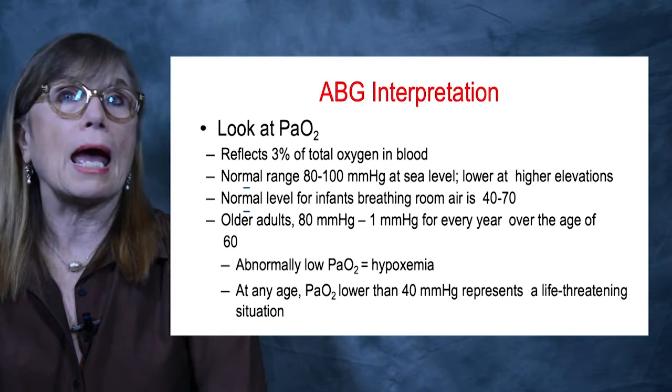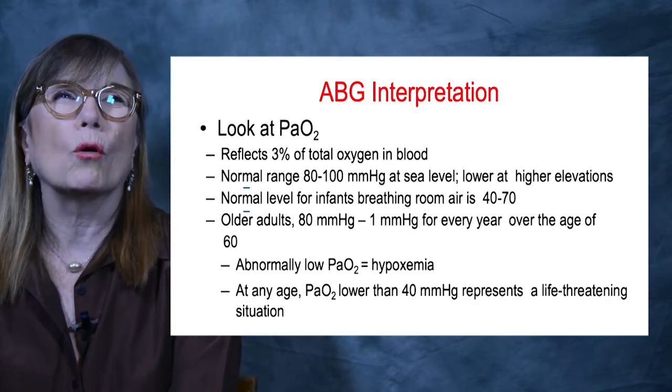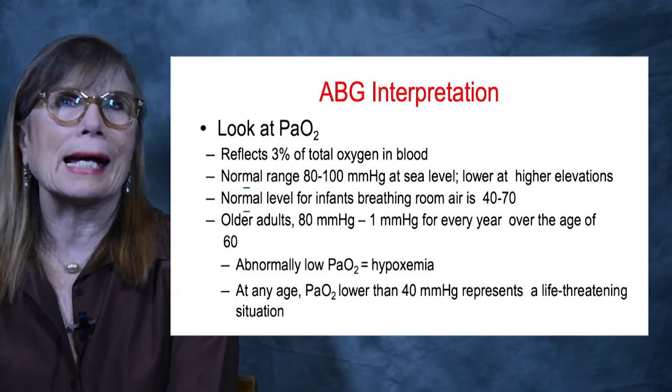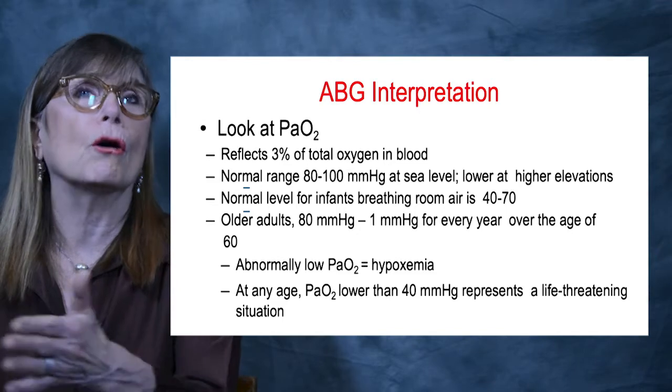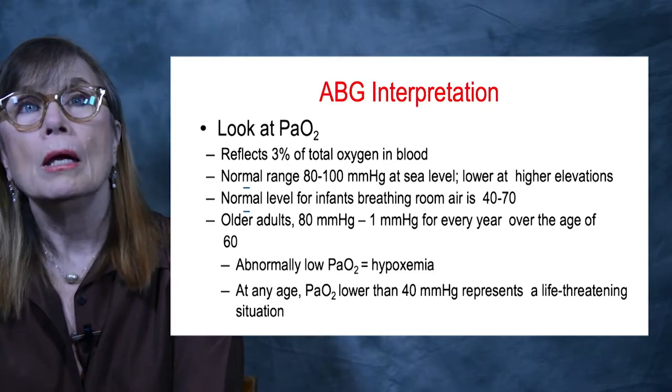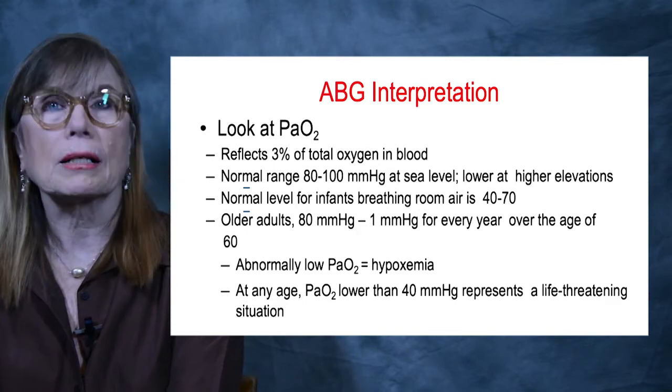But if PaO2 is abnormally low, so in general we're going to say abnormally low is anything in an adult less than 70, unless you're 100 years old, in which case that will be normal. We're going to call an abnormally low PaO2 hypoxemia.